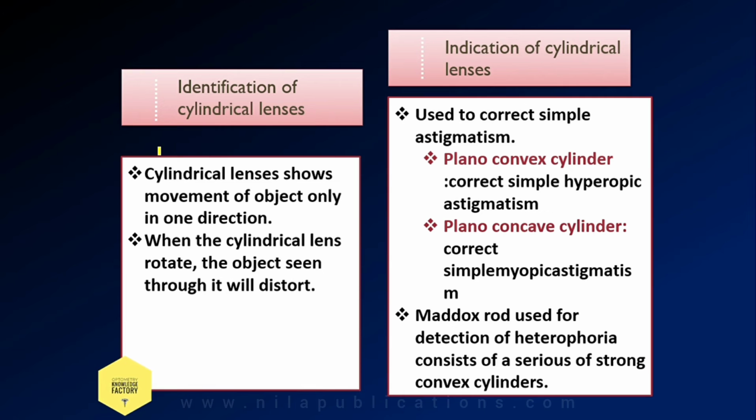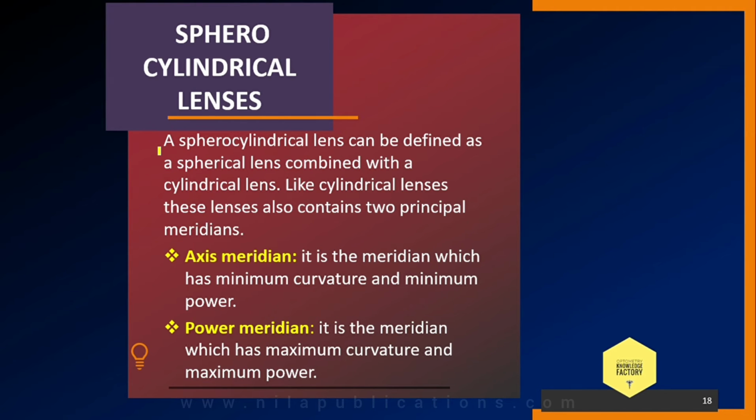Indication of cylindrical lenses. It is used to correct simple astigmatism. Plano-convex cylinder is used for correcting simple hyperopic astigmatism, and plano-concave cylinder is used for correction of simple myopic astigmatism. Then it is also used in Maddox rod. It is used for detection of heterophoria and consists of a series of strong convex cylinders.